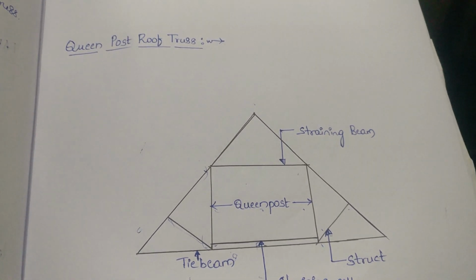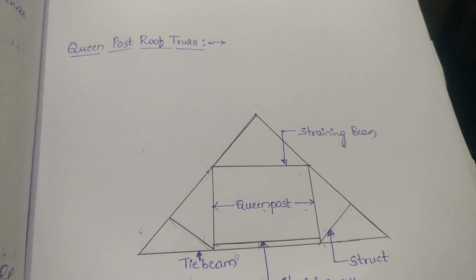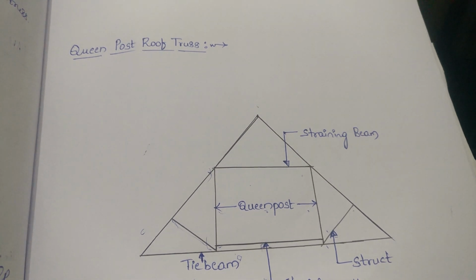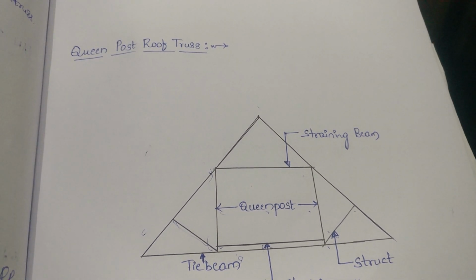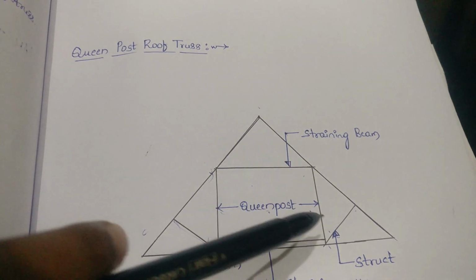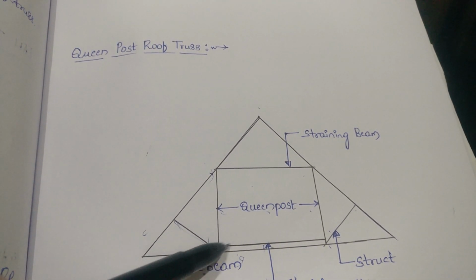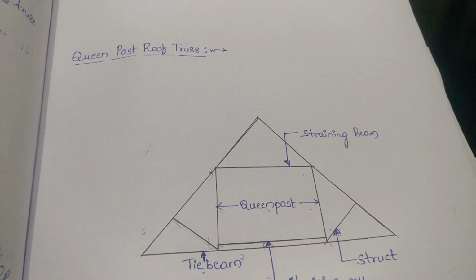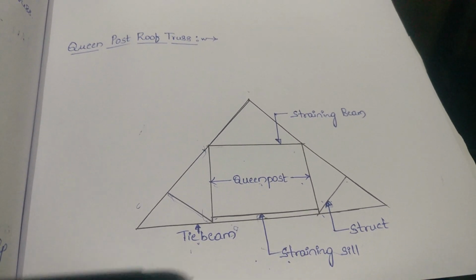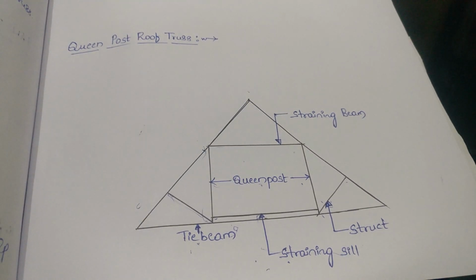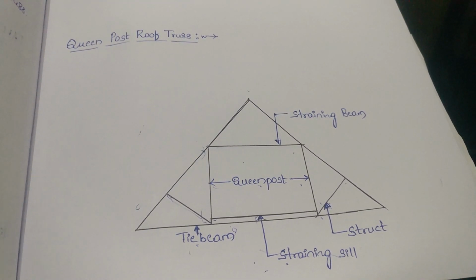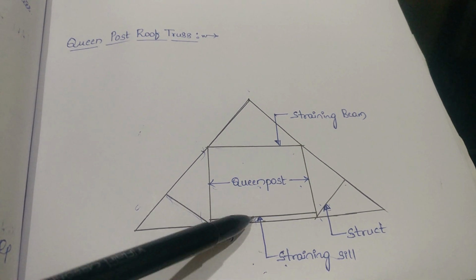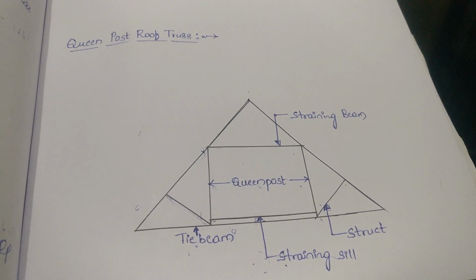Next, coming to the queen post roof truss, this truss differs from a king post truss in having two vertical posts known as queen posts. This is a tie beam. These inclined members are struts. Here, the straining beam and straining sill are necessary. The truss is stable due to the use of these two.